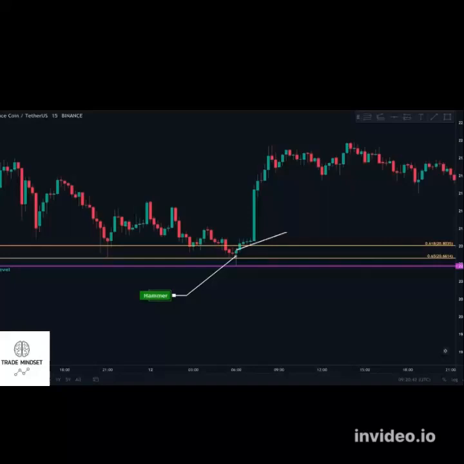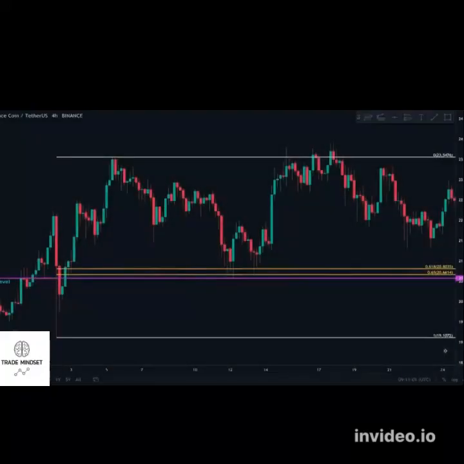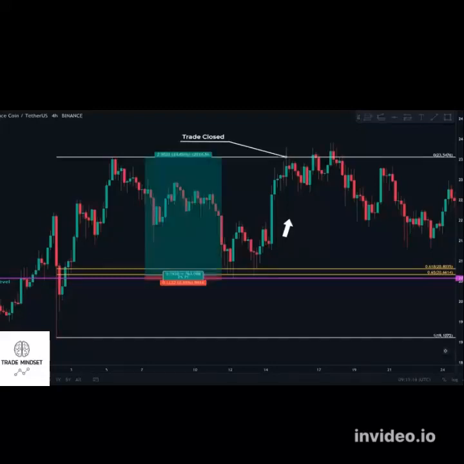This is our trigger to enter the trade, and we put our stop loss just below this candle. What happened next? Price went up and we closed the trade at resistance, which is always the 0 point of our Fibonacci retracement. Look at the risk to reward ratio.